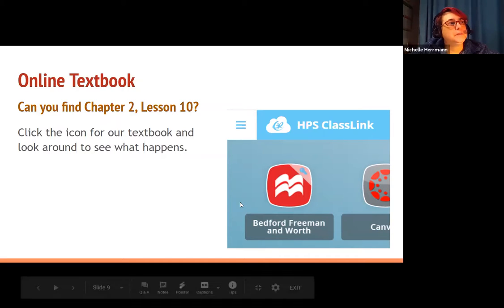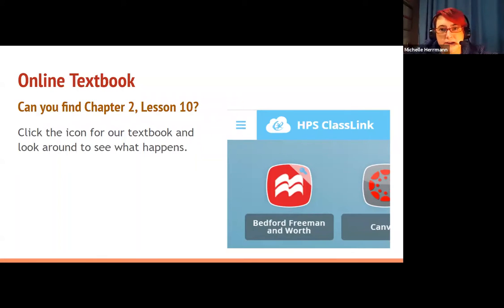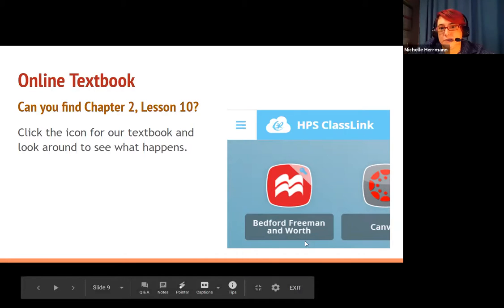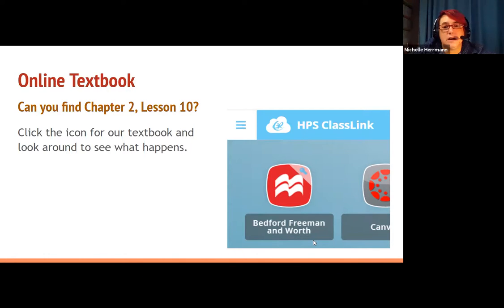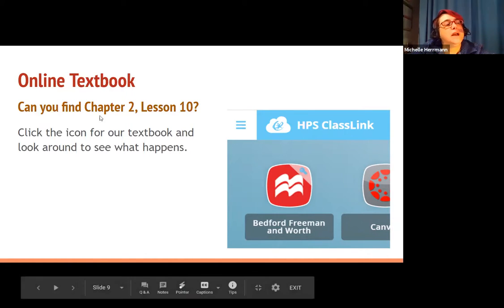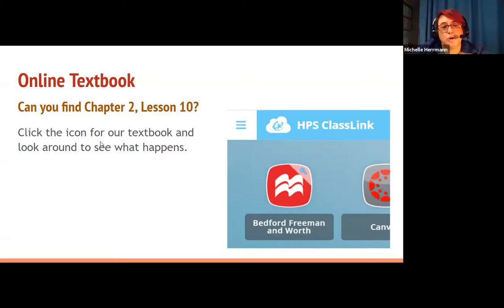I have a slide up right now to remind you about how to find the online textbook. Personally, my ClassLink is broken, so I can't demonstrate this. So if you go to ClassLink, in the upper left corner, you should see this symbol. This is the symbol of the publisher of our textbook, and that's where you can find the online textbook. Look around, see what happens. I'm asking you to find chapter 2, lesson 10, because that's the part that talks about the whole periodic table, which will go with something that you're working on independently. So I just want to make sure that you can click around and find that. If you have trouble, let me know.